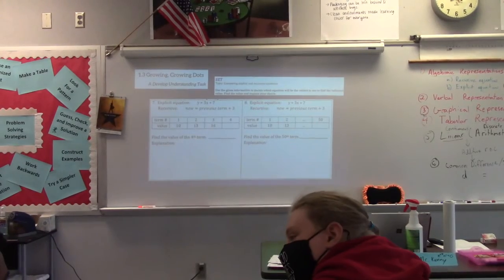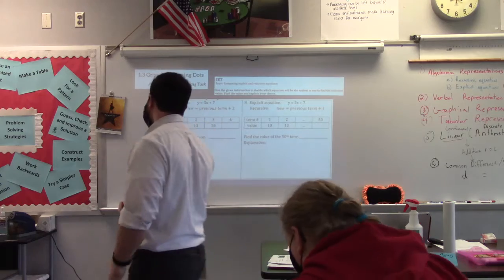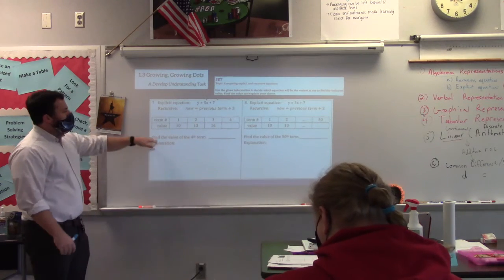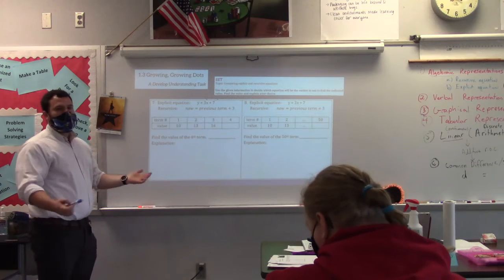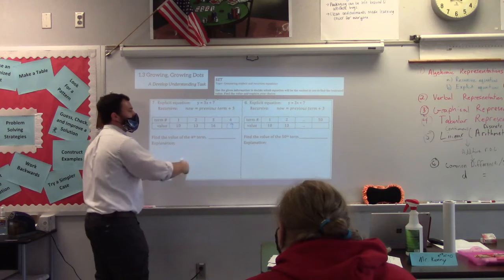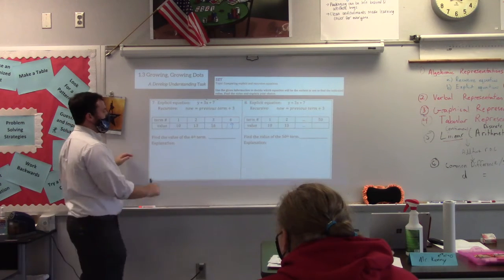I know that we haven't all quite finished, but I do think it's a good point to have a discussion. All right, so when I look at number 7, and I want to find the value of the fourth term, we all got the same answer. We all said it was 19. But how did we get to that 19? With the recursive. With that recursive, right?